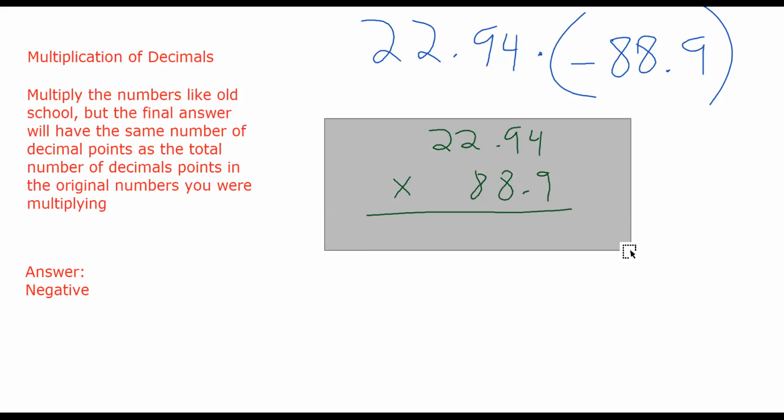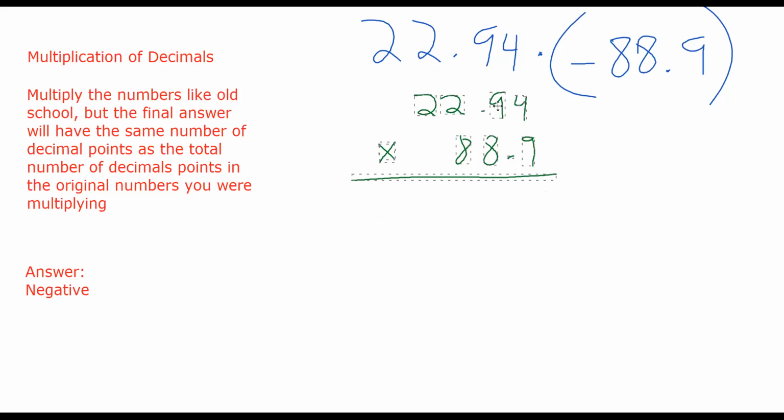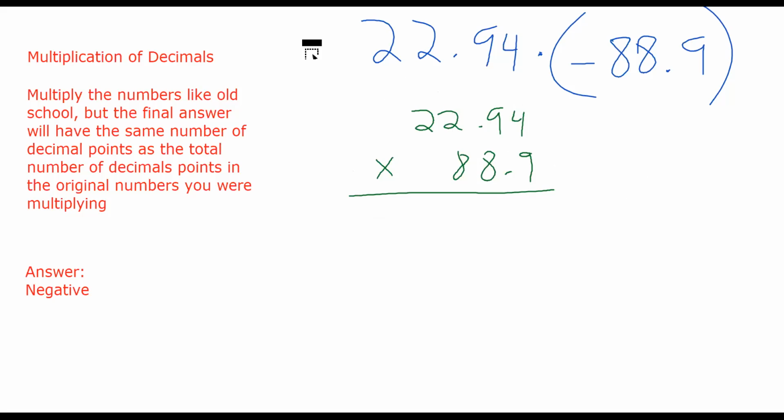Okay, so now we're going to do it. Sorry about that, technical issues. We know the answer is going to be negative, so now we're going to do it. And I'm going to use a slightly different color. How about orange? Let's see if that looks good.